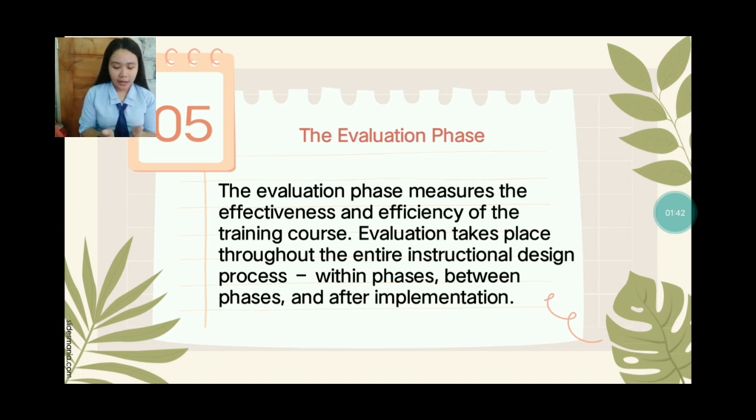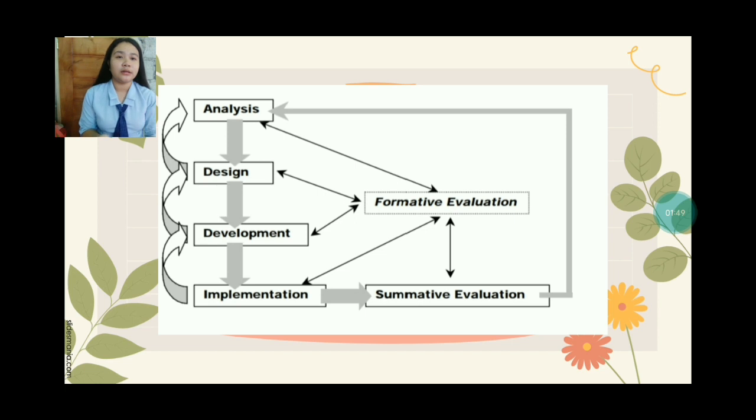So now we know the five phases of the ADDIE model. So let's jump on to the illustration of the five phases of the ADDIE model. First is the analysis. Second is design. Third is development. Fourth is implementation. And the last is evaluation, where evaluation is either formative evaluation or summative evaluation.